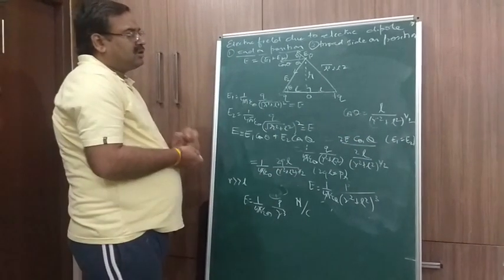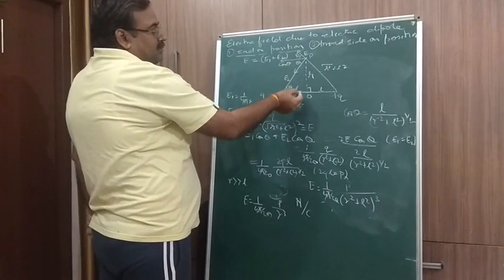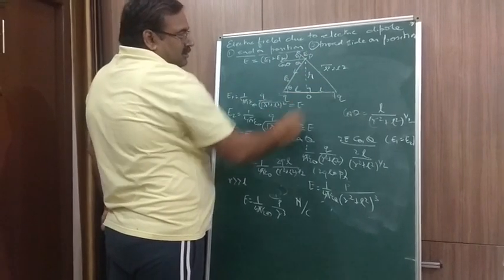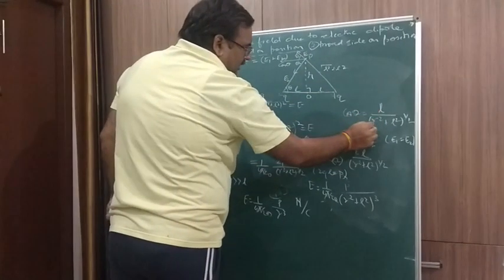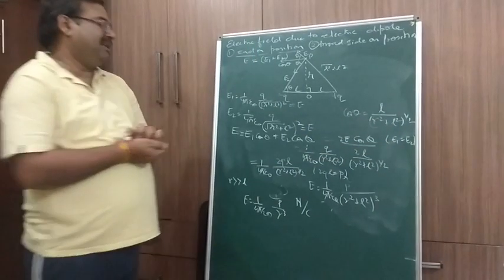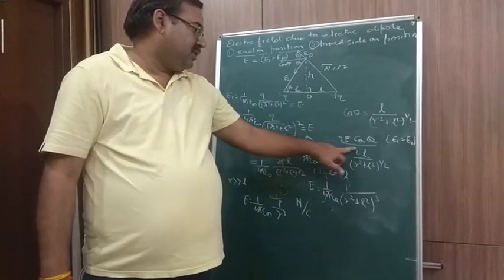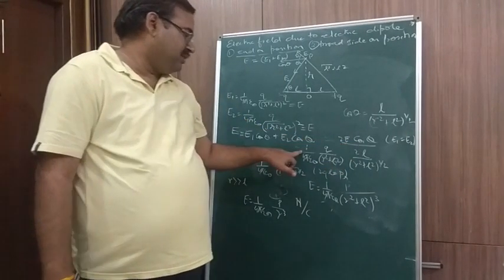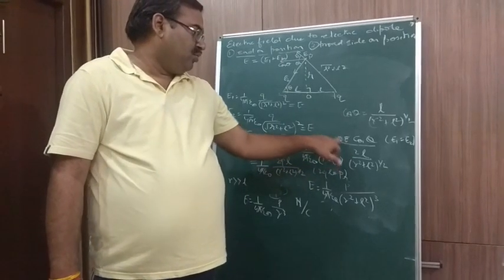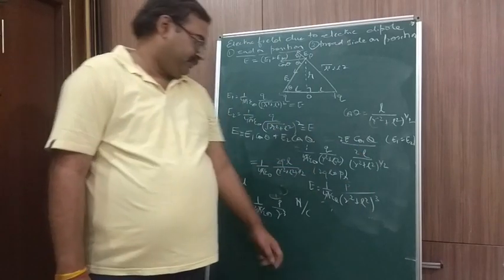Now to find cos theta, in this triangle we have theta here. Cos theta is base upon hypotenuse. So base is l and hypotenuse is root of r square plus l square. So that is l over (r square plus l square) raised to power 1 by 2. We substitute the values here. What do we get? E is equal to 2E cos theta. We put the values: 1 upon 4 pi epsilon naught, q upon r square plus l square, and 2 into l upon (r square plus l square) raised to power 1 by 2.